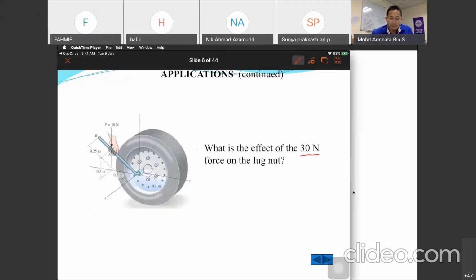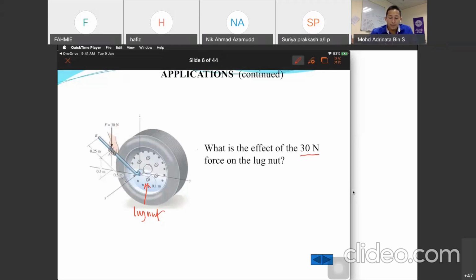Okay, this is what we call a lug nut. Okay, so we have force, and then we have the nut. So how do we calculate the force? Do we need to separate it into x and y direction or else?